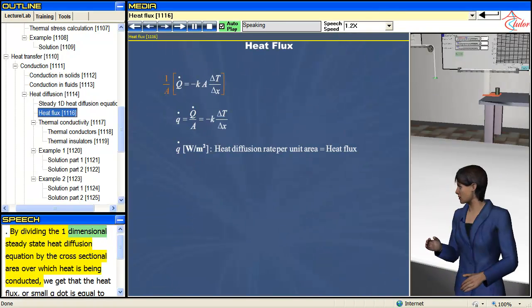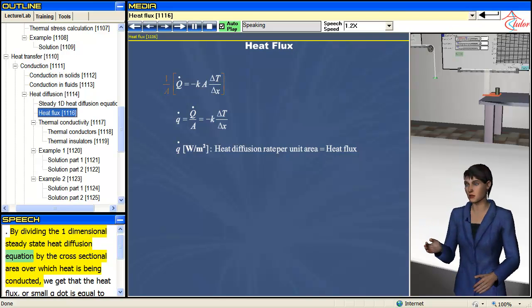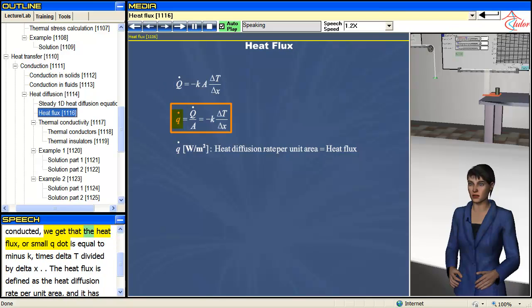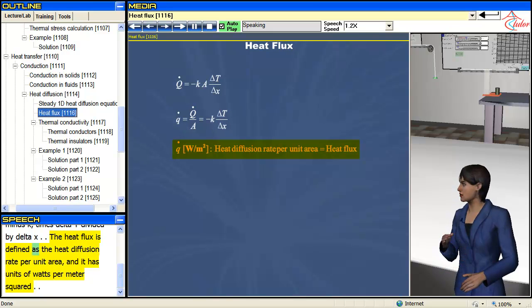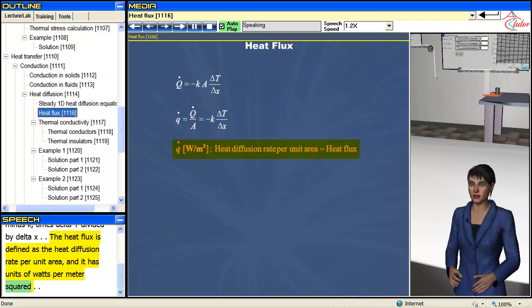By dividing the one-dimensional steady-state heat diffusion equation by the cross-sectional area over which heat is being conducted, we get that the heat flux, or small q dot, is equal to minus k times delta T, divided by delta x. The heat flux is defined as the heat diffusion rate per unit area, and it has units of watts per meter squared.